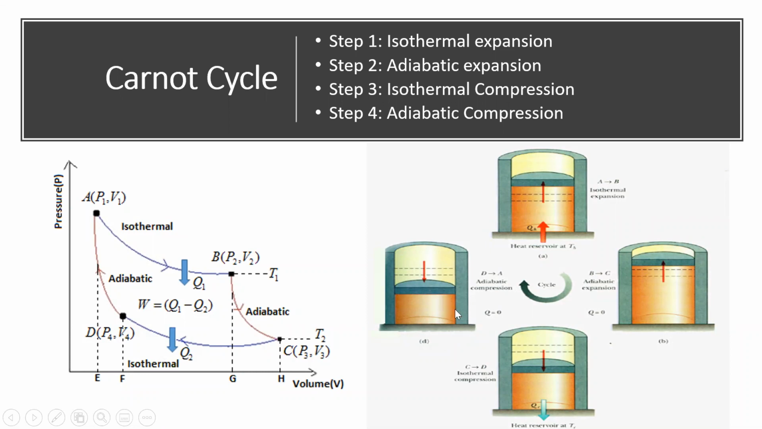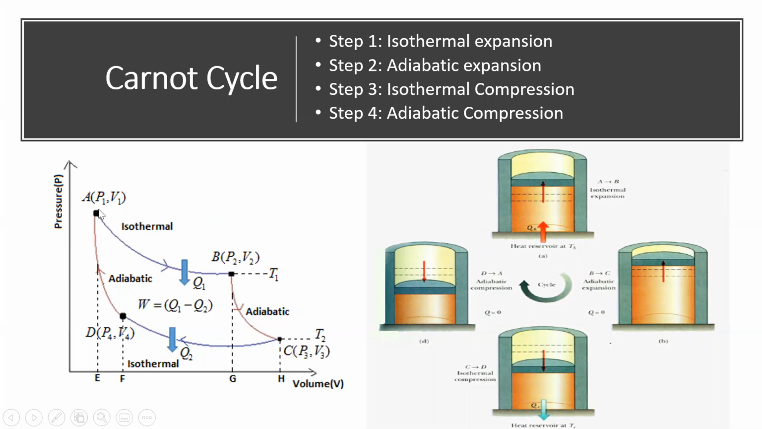So during adiabatic compression, what happens? The gas will get heated up. See, it goes from D to A, which means its pressure changes, volume changes, volume is decreasing, so it's compression, it's adiabatic compression. Therefore, what happens? The temperature increases. So during adiabatic compression, it goes back to its initial stage A.